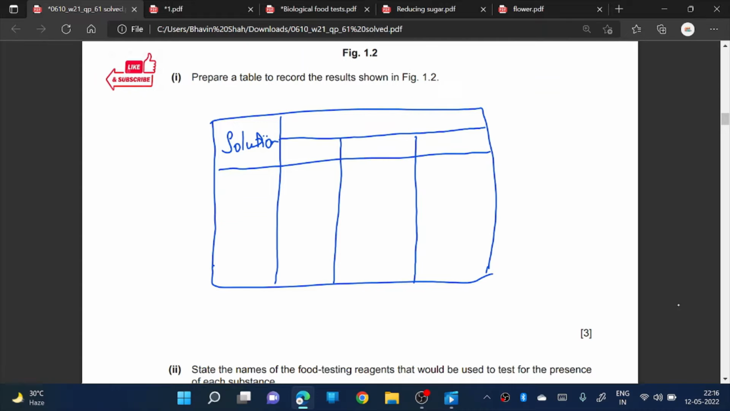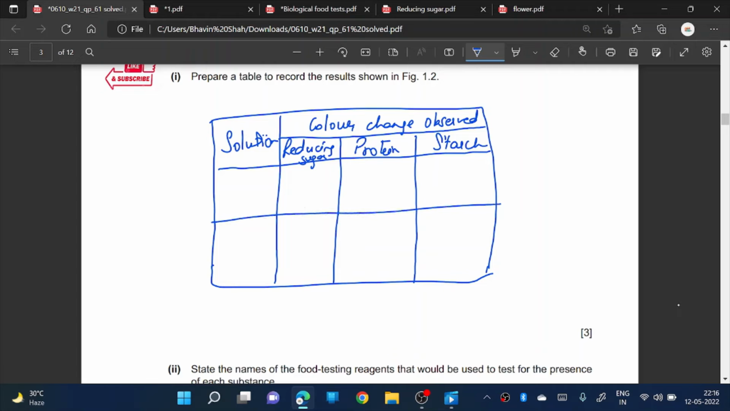This is the solution section. Color change observed. Then we are looking at the reducing sugar color. Then there is protein. And the last one we are writing is starch. There were two solutions which were looked at. There was solution M and T.